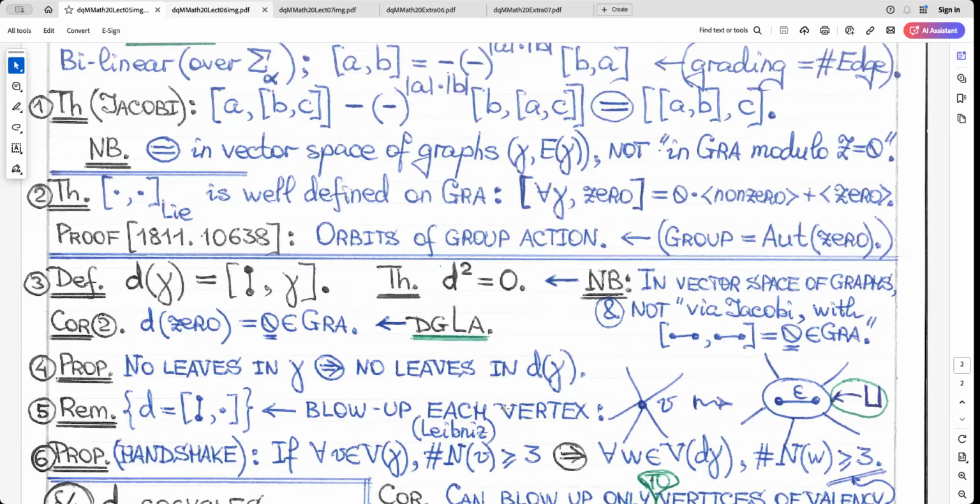The stick, yes, the stick is the Richardson–Nijenhuis bracket with the Schouten bracket, in your Gerstenhaber world. Okay.